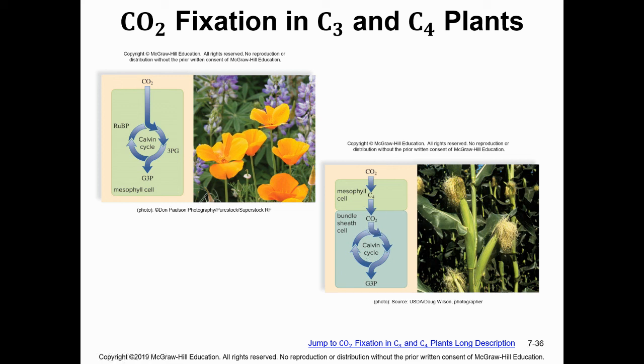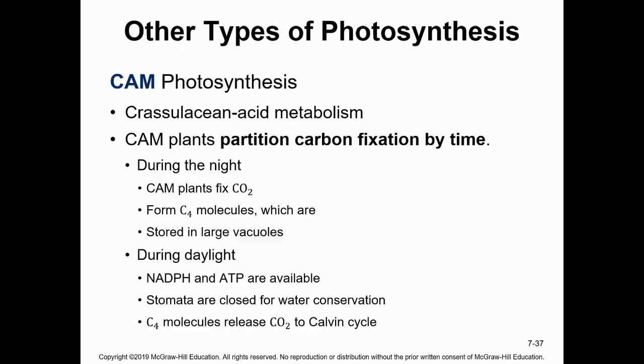So we separate the processes out by location in C4 plants. Corn is the most common example of a C4 plant. Think of how much corn we grow on the Great Plains in the summer when it's hot and dry. Cactus and things like pineapple plants use CAM photosynthesis. So CAM is the other type.